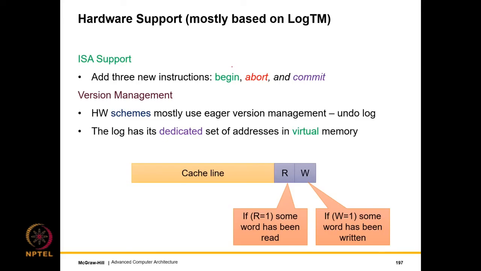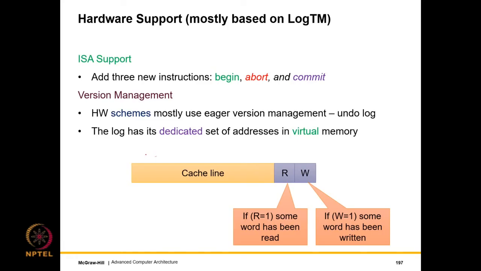Version management, hardware schemes mostly use eager version management. They use the undo log. It is hard to maintain a redo log because you need a separate region and so on, but for the undo log, the cache. Think of it, the basic L1 cache, L2 caches, they can be used as the undo log. And it's much easier to do so. We will see how. That's the reason eager version management is used. The log has its dedicated set of addresses in virtual memory. Right. So in this case, this is if we are using a redo log, that is. Otherwise, we just simply use the cache.